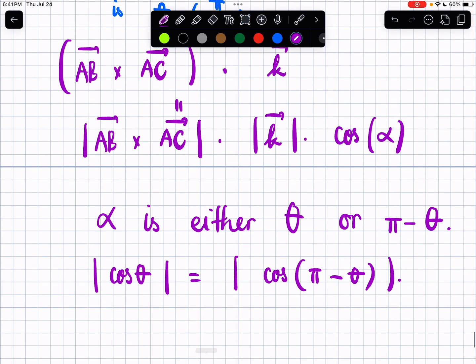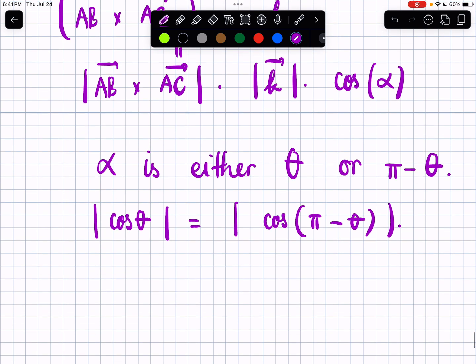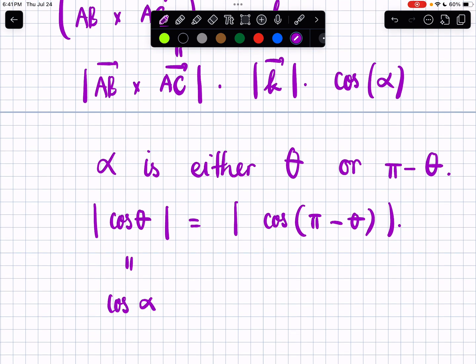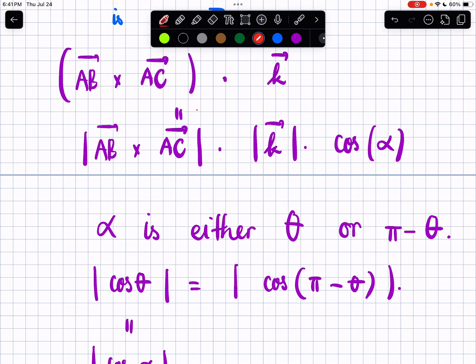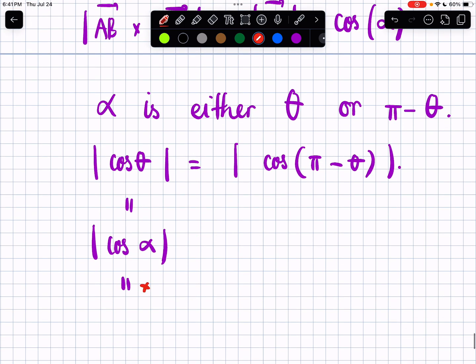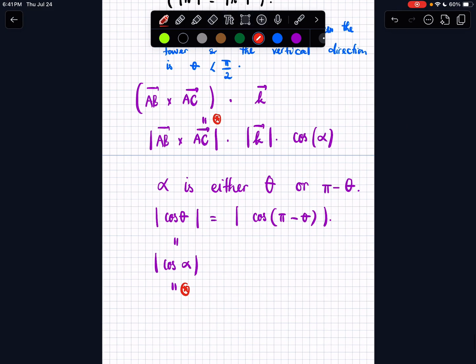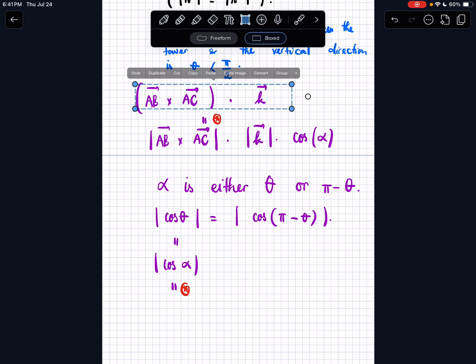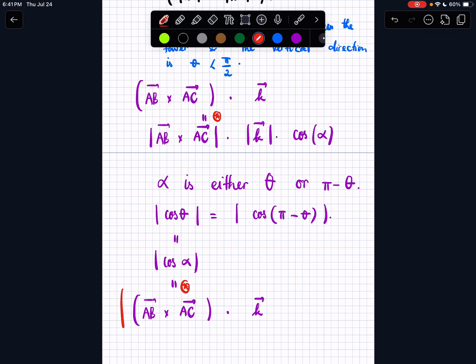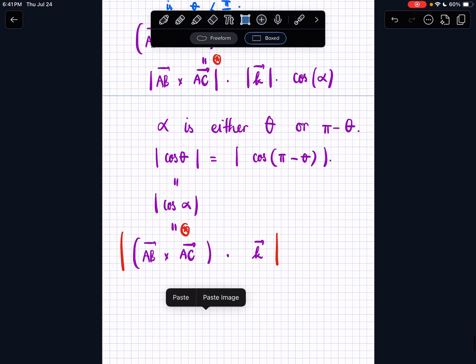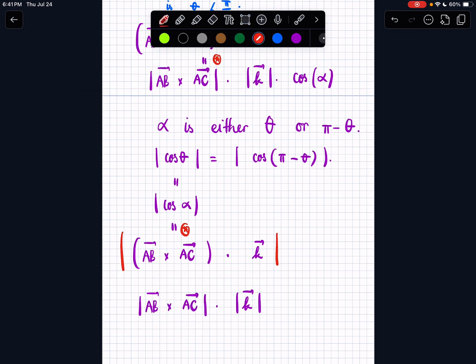Which is the absolute value of cosine alpha, which by the formula, say star, is the absolute value of this dot product divided by this number. AB cross AC, this is positive, the length of K is positive.